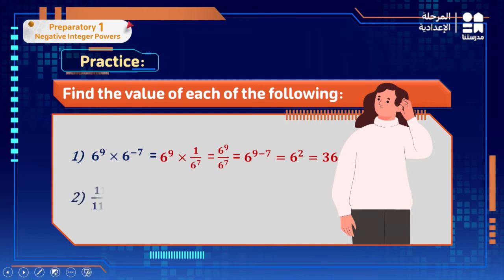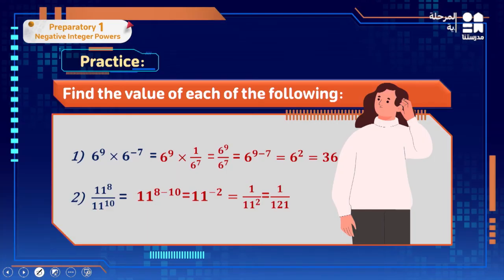Number 2. 11 to the power of 8 over 11 to the power of 10. Here I need you to pay more attention. We have to start the subtraction from the top. So here we have, let me circle it, 11 to the power of 8. So it is 11 to the power of 8 minus 10.